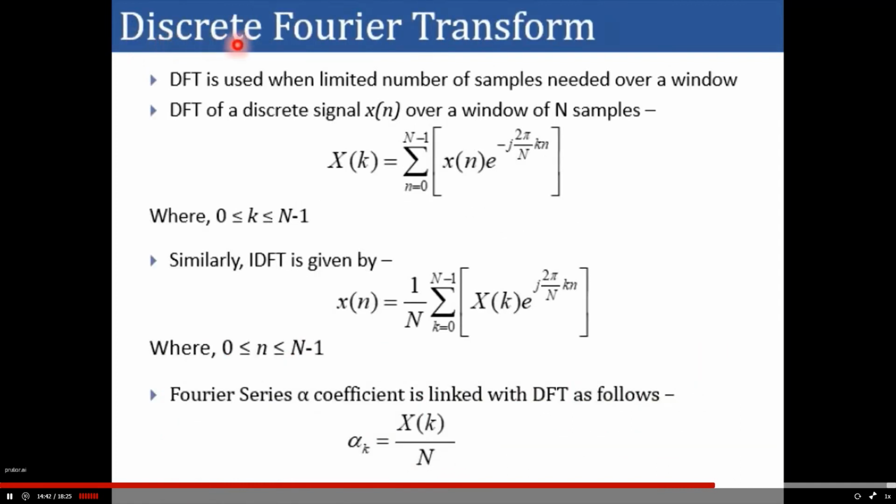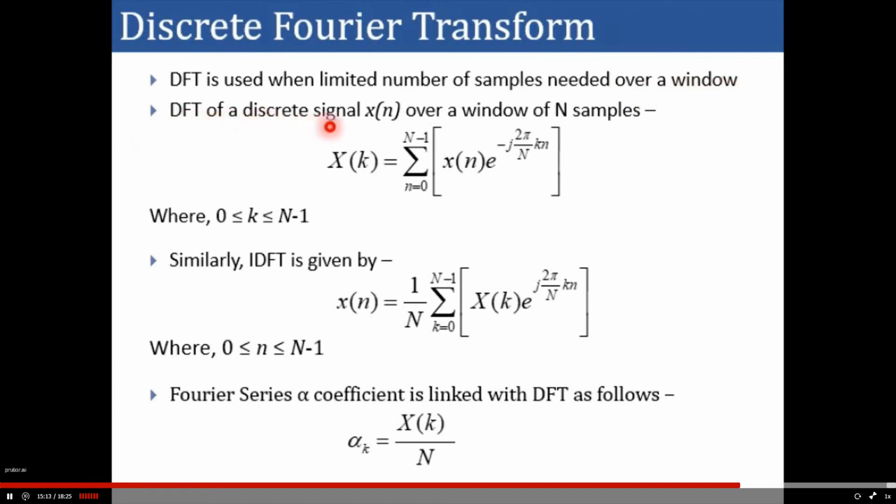In the discrete space, how will we define the discrete Fourier transform? Discrete Fourier transform will be utilized in the phasor estimation, because we are getting samples at a regular interval. That is, we are getting samples in a discrete form. So we will utilize the discrete Fourier transform to calculate the phasor. Now DFT is used when a limited number of samples are needed over a window.